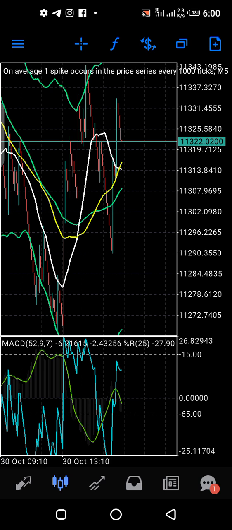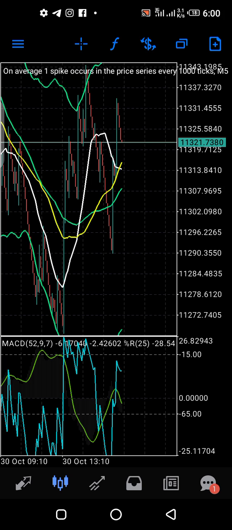Now, if the candles are forming above the moving average 48 line, that will be suitable for boom market. Boom 500 and crash 1000, the market will be suitable for them.